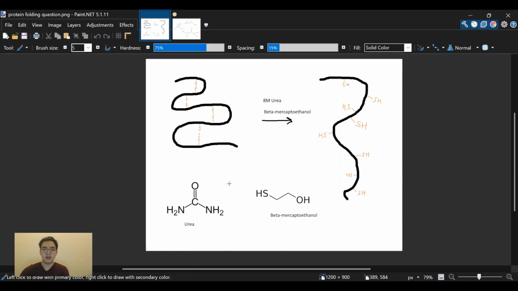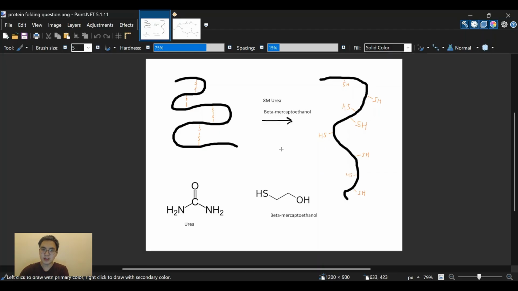So let's try a question. Let's try and see what happens to this protein on the left when we add these chemicals. The protein on the left is a folded protein, it's an enzyme, and we can measure its activity. The exact protein doesn't matter here, just that we can tell when it's active and when it's not. To this enzyme, we add urea and beta-mercaptoethanol. Afterwards, it turns into this denatured protein that is no longer folded and no longer active.